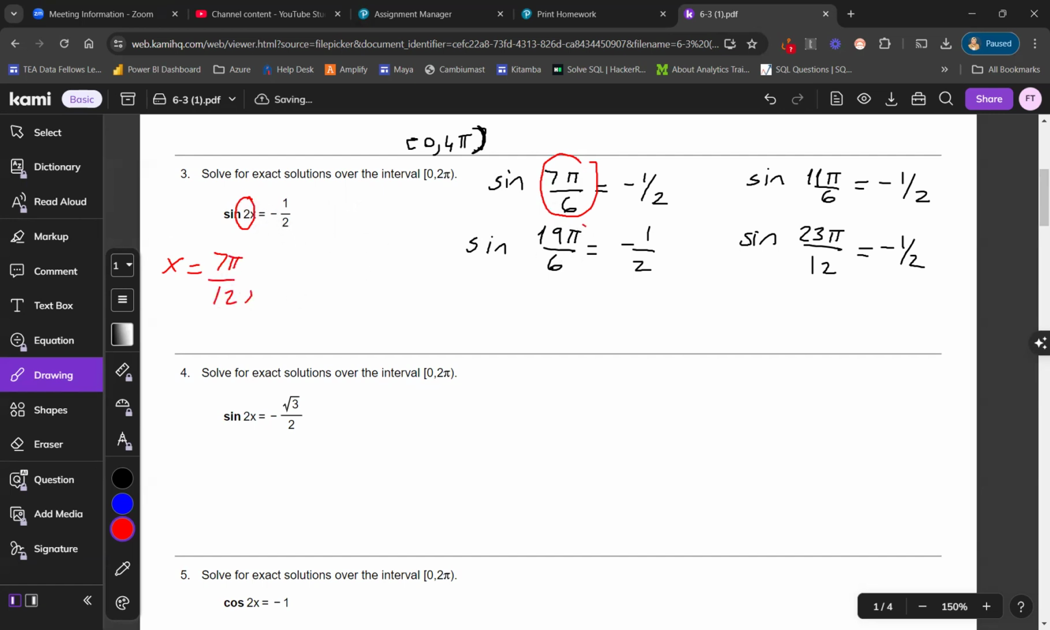Now 2x will be set to this. So x will be this angle divided by 2, which is 19 pi over 12. 2x will be set to this. So x will be half of this angle, which is 11 pi over 12.